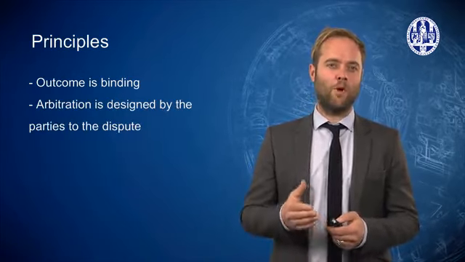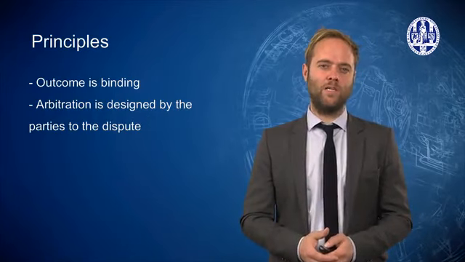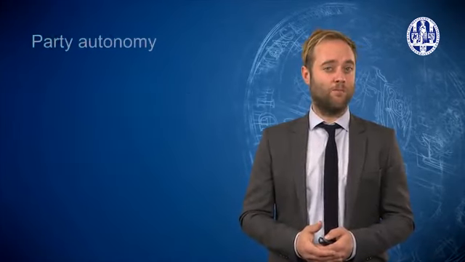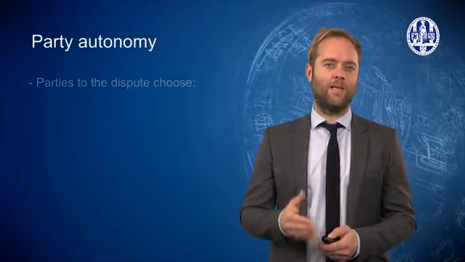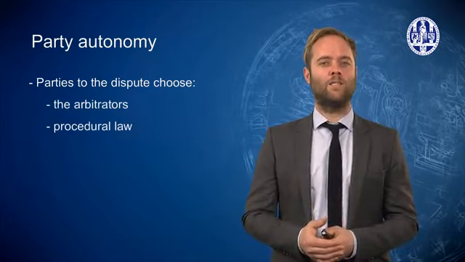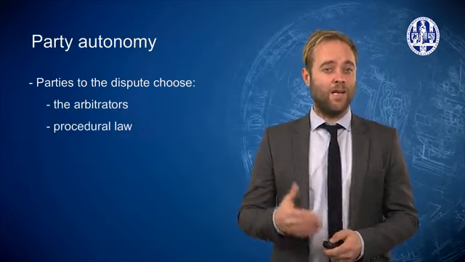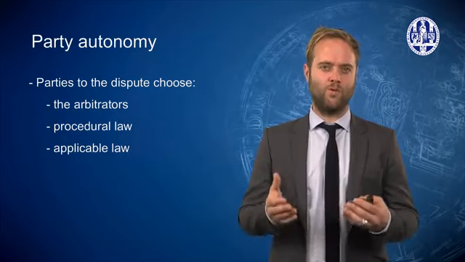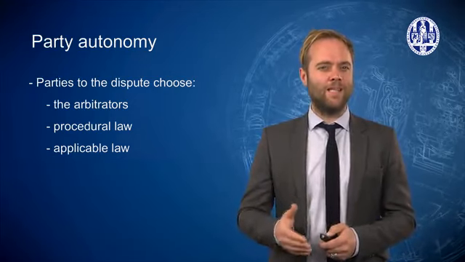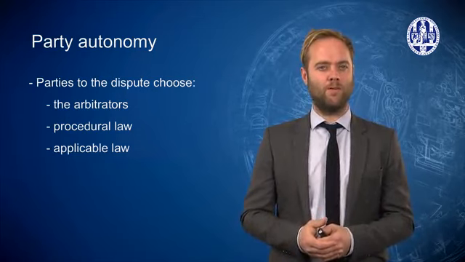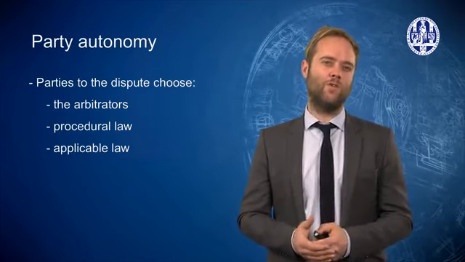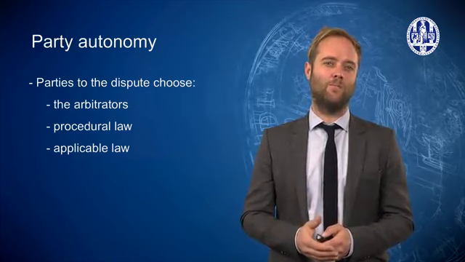The second, and probably the most fundamental principle of international arbitration, is that arbitration is designed by the parties to the dispute themselves. This is called the principle of party autonomy. This implies that it is the parties to the dispute who choose the arbitrators, the procedural law, that is the law that applies to how the procedure will be conducted, and finally also the law applicable to the settlement of the dispute, the so-called applicable law. This principle also implies that the parties themselves define the issue or subject matter to be decided by the arbitral tribunal. In other words, the tribunal has the authority or competence to decide only those issues that the parties have submitted to decision by the tribunal.